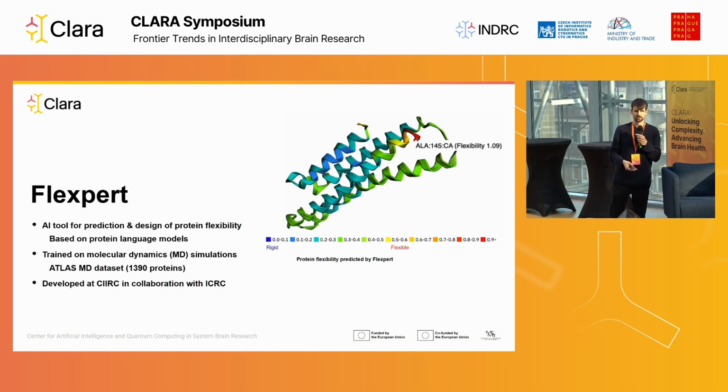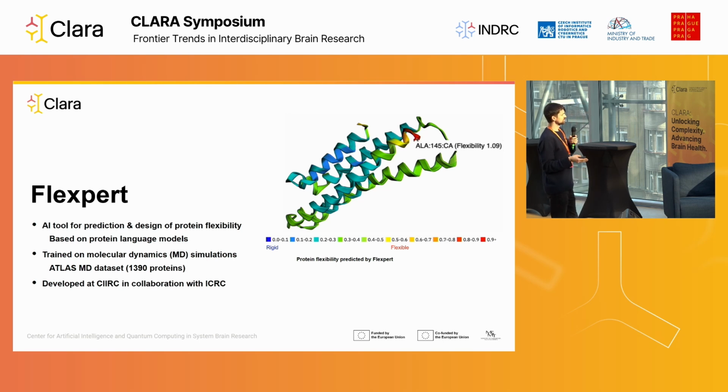So we developed a tool called FlexPert. FlexPert is a neural network-based predictor, and it takes on the input the protein sequence or the protein structure, and it outputs the prediction of the flexibility of the individual amino acids within the protein.